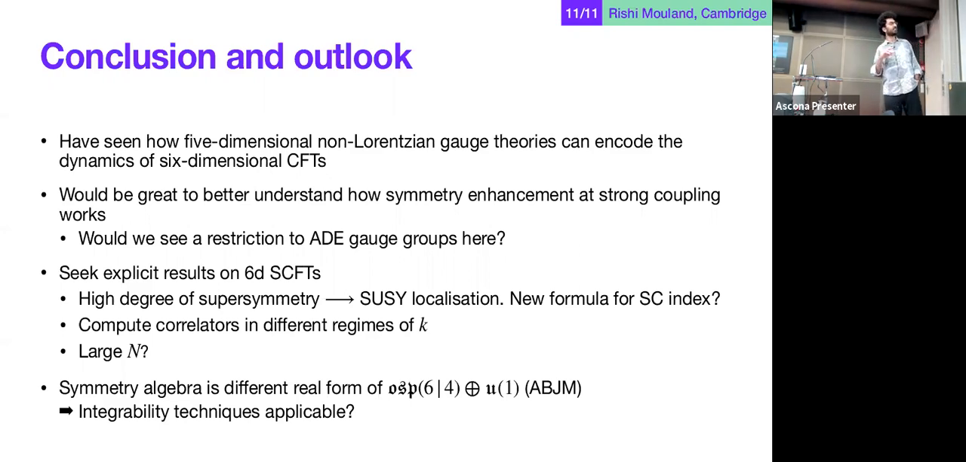The very last thing to note is that the symmetry algebra of this theory is just a different real form of the superconformal algebra of the ABJM theory, which in particular admits a Yangian extension. I know that Niklas and co in recent years have even found that at the level of the ABJM Lagrangian. So it'd be very interesting to see if the same structure emerges, and therefore if integrability techniques are useful in this theory to compute things.